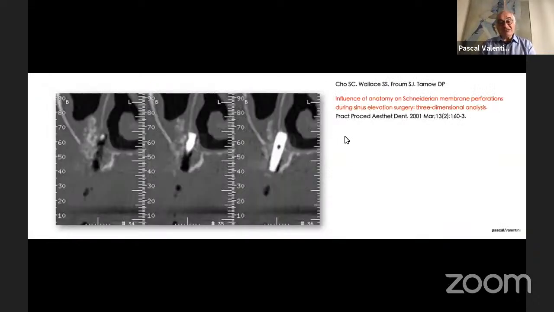Another parameter to be considered is the sinus anatomy, especially the width of the sinus, and especially the angle in between the buccal plate and the palatal plate here. This angle is called the angle A. This parameter was described maybe 20 years ago in New York. And according to the value of A, the membrane perforation percentage is different.